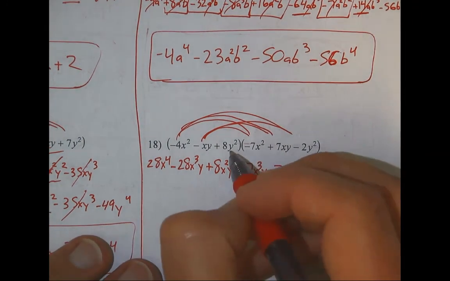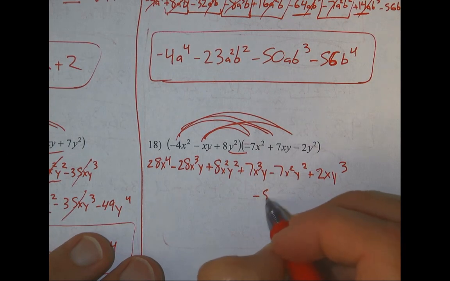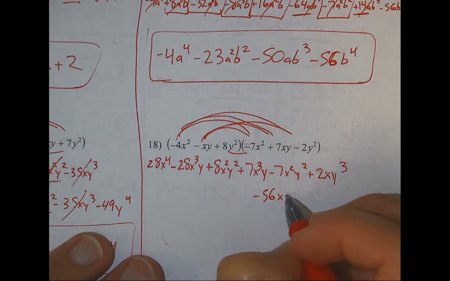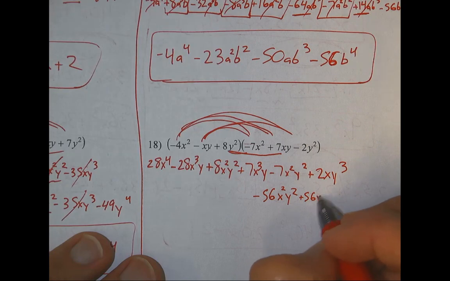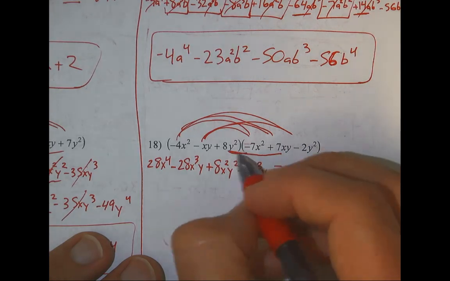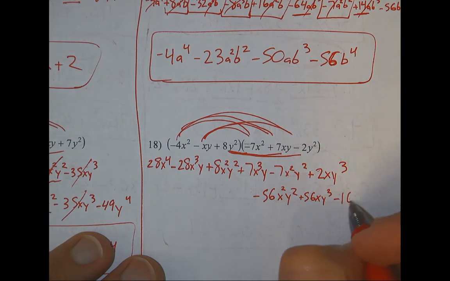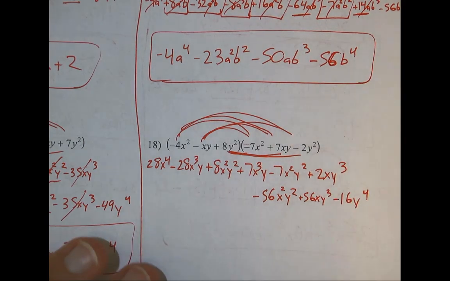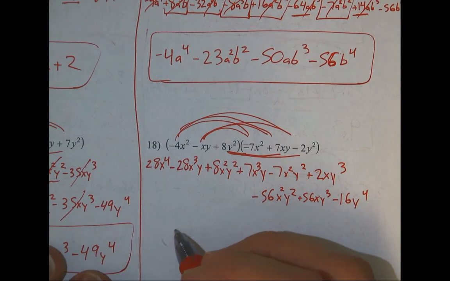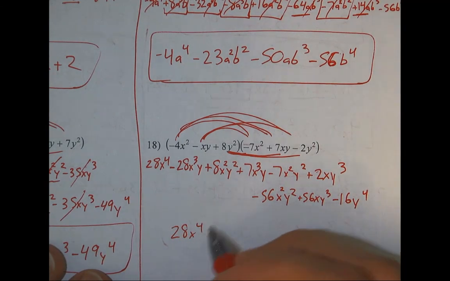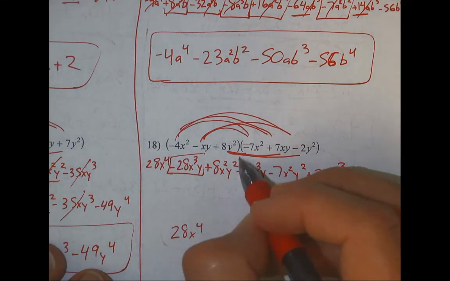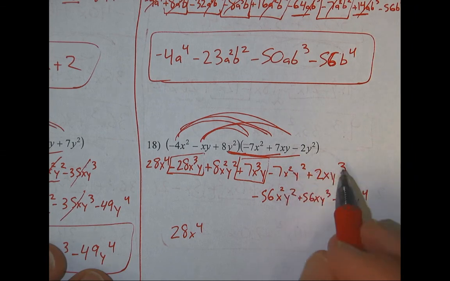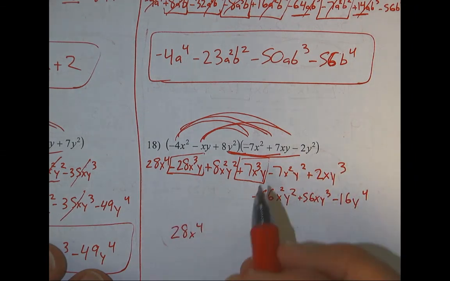All right, I'm sliding under again here. Negative 56 x squared y squared. Positive 56 x by itself, y to the third. And negative 16y to the fourth. All right, only y to the fourth, x to the fourth, so they come down. X to the third y, x to the third y. Those are the only ones.